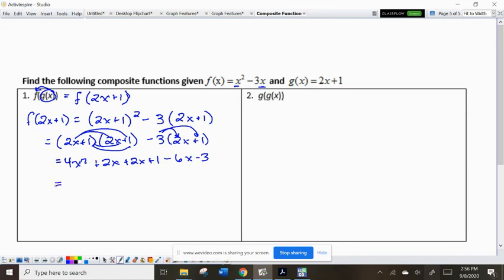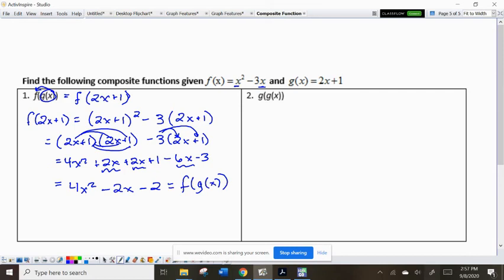We're going to combine like terms. The x's can all go together. So 4x squared minus 2x. So there are 4x's here and we're subtracting 6. And then the 1 and the negative 3 can go together. So minus 2. That is our final answer when we plug g of x into f.